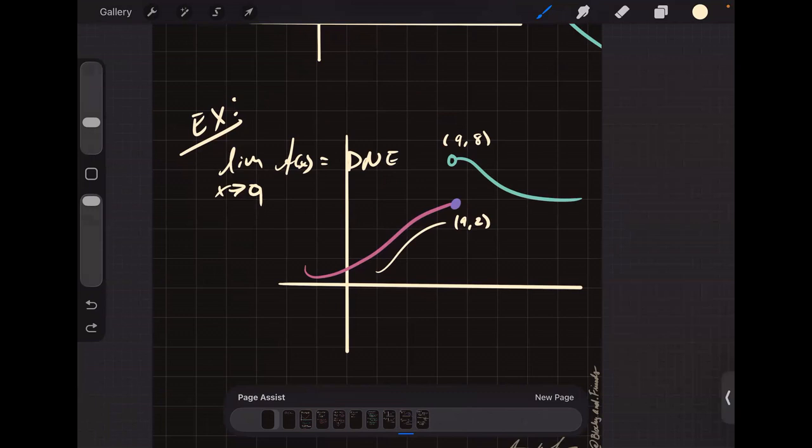And finally, you have this. On the left-hand side, it's actually defined. On the right-hand side, it's not defined. That's okay, because they don't even match up anyway, so the limit does not exist.